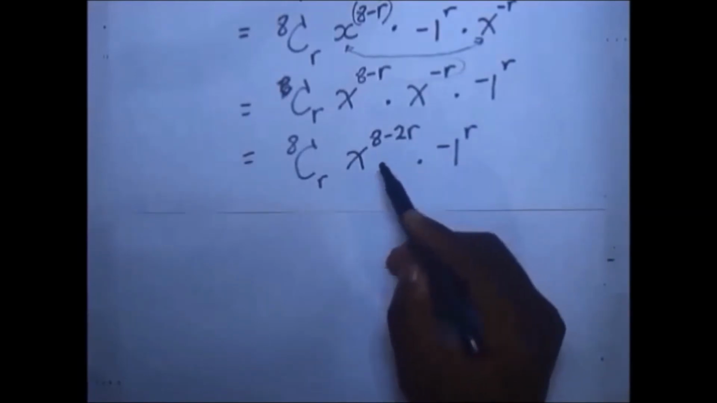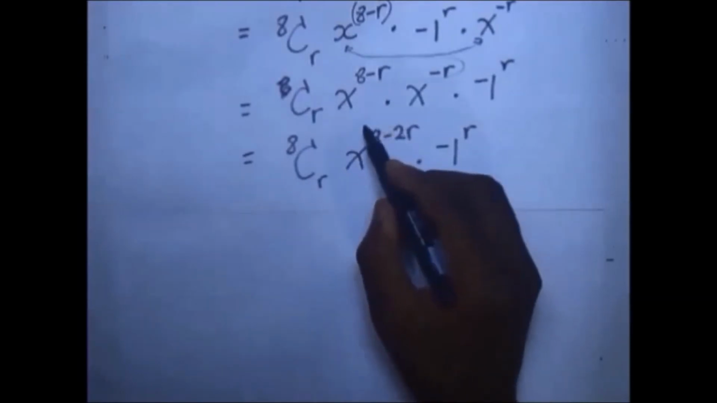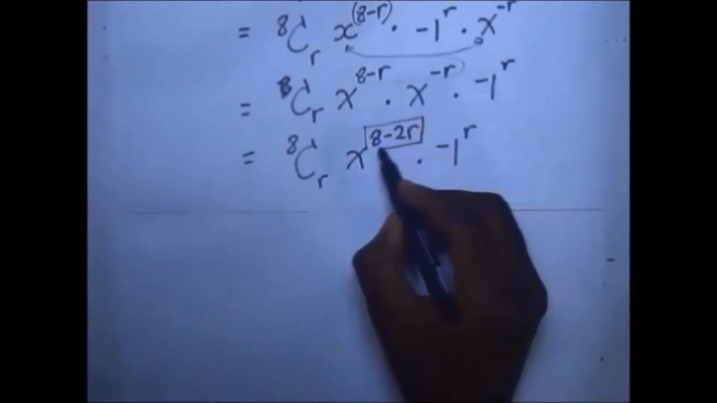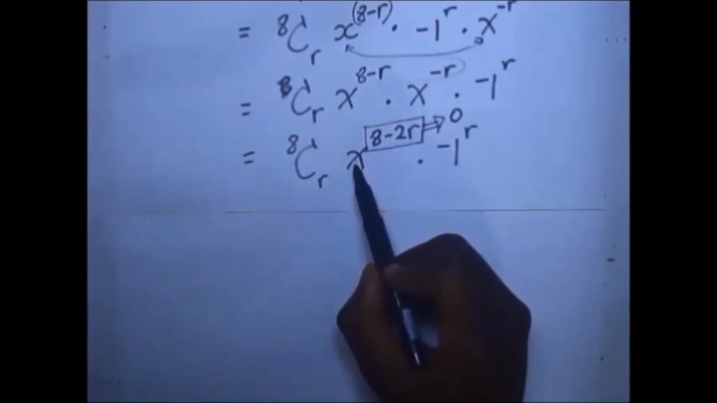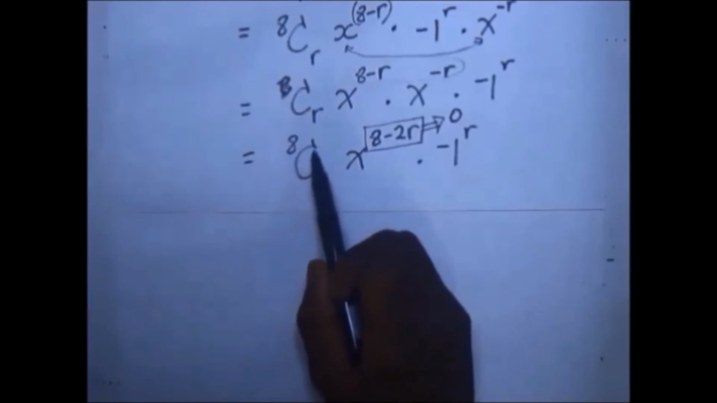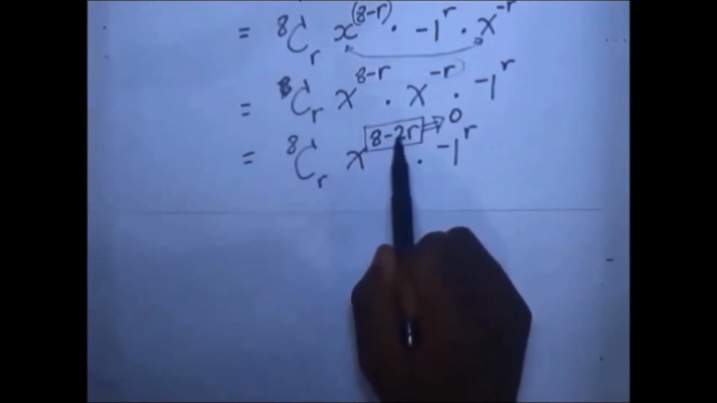Now, the question is telling us that we need to find the constant term of this expression. For us to be able to get the constant term, it means that this power of x should be equal to 0. Because any number to the power 0 is 1, and that is how this x disappears. So for us to know the coefficient of the constant term in that binomial expression, this should be equal to 0.